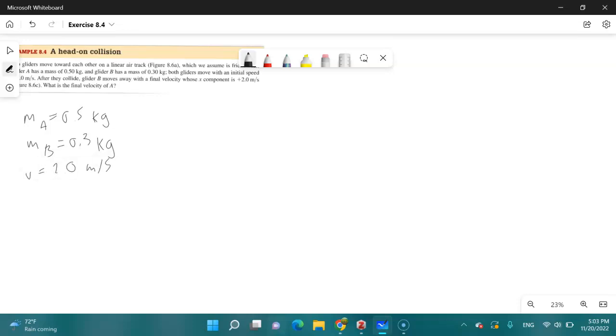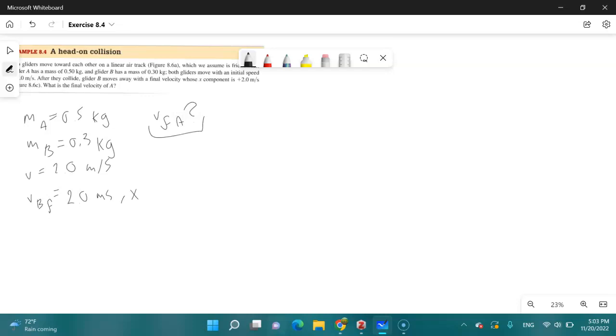After they collide, glider B moves away with a final velocity whose x-component is 2.0 meters per second. So the final velocity of glider B is going to be 2.0 meters per second in the x direction. Now we're being asked to find the final velocity of glider A.